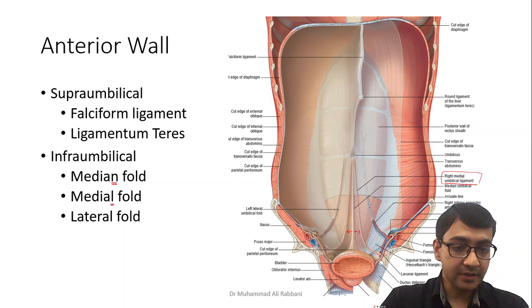The third fold is this one. The third fold is this one that contains the inferior epigastric vessels on the way to the rectus sheath. So, this is the lateral fold.